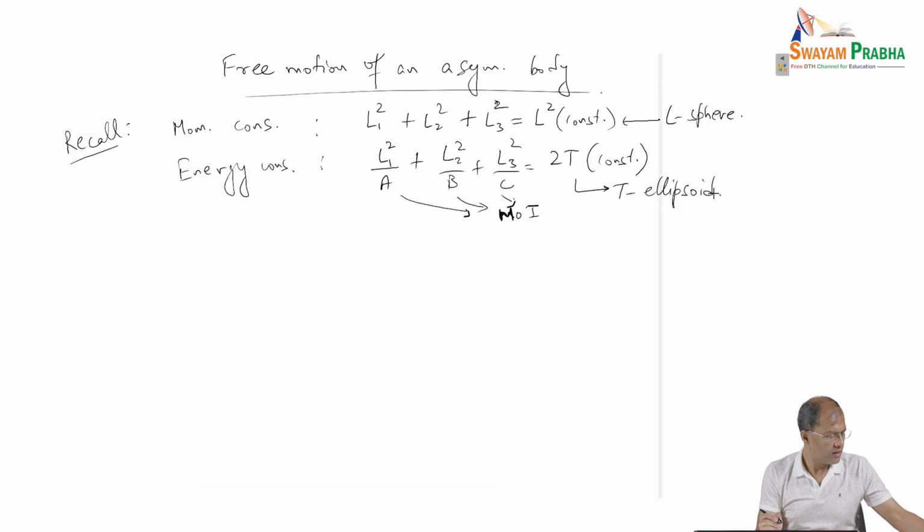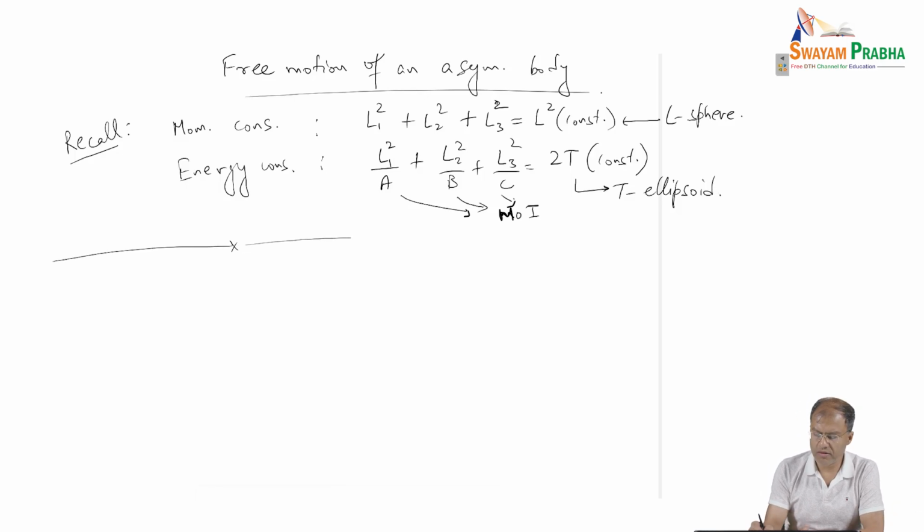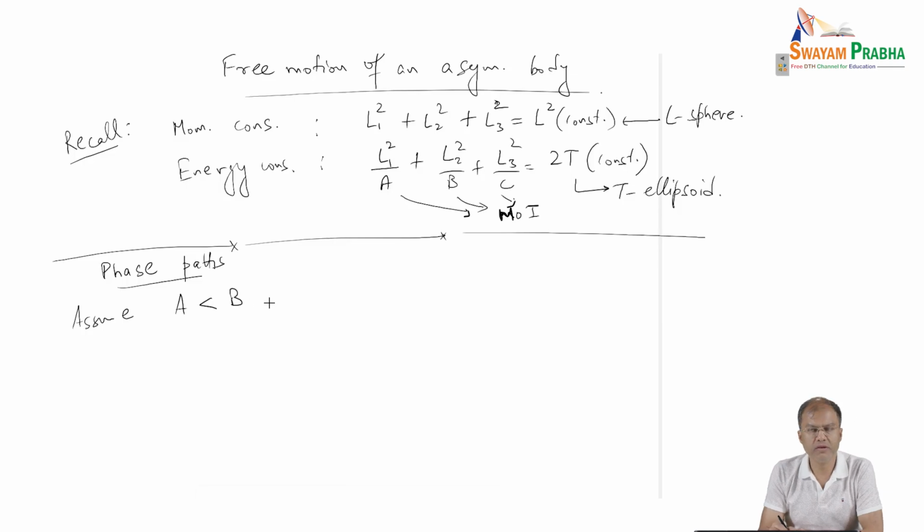Okay, so then we look at some specific cases of these conservation principles. The first one is, we talk about the trajectories of the particle, the so-called phase paths. Now assuming that the moments of inertia can be ordered, we assume that the various moments of inertia of this asymmetric body are such that A is less than B is less than C, and we also assume that L is fixed. So the total angular momentum of the body is fixed.